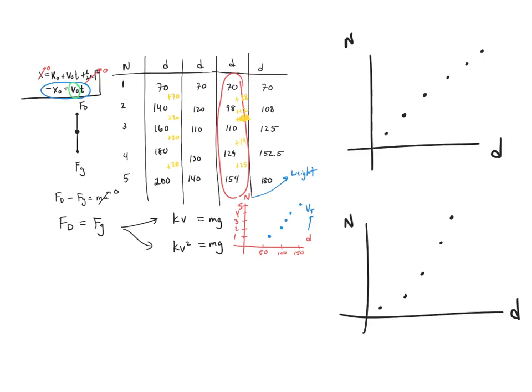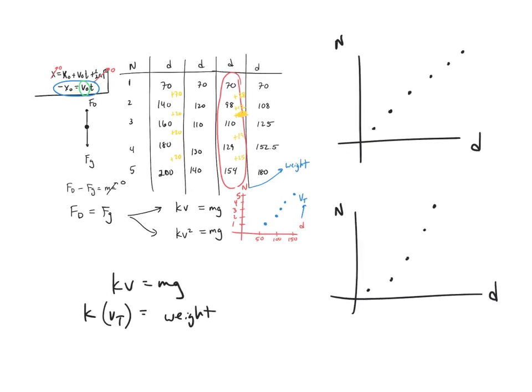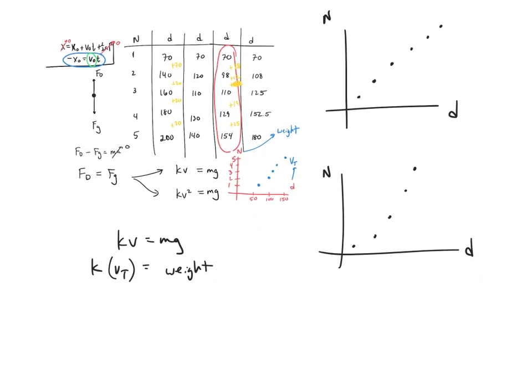If I were to divide by v, take a look at this equation right here. I'll write it out again. We've got kv equals mg. And again, mg is really the weight. And this is really the terminal velocity times k. Well, if I were to divide by v, we would get k equals the weight over terminal velocity.